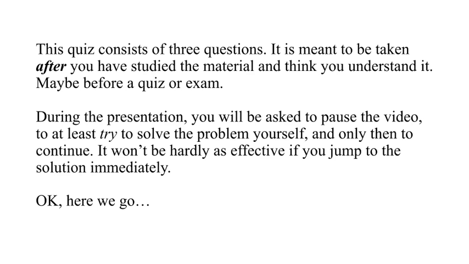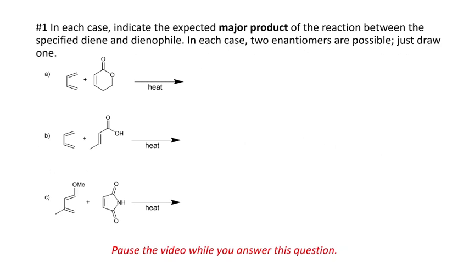Okay, here we go. Number 1. In each case, indicate the expected major product of the reaction between the specified diene and dienophile. In each case, 2 enantiomers are possible. Just draw one.